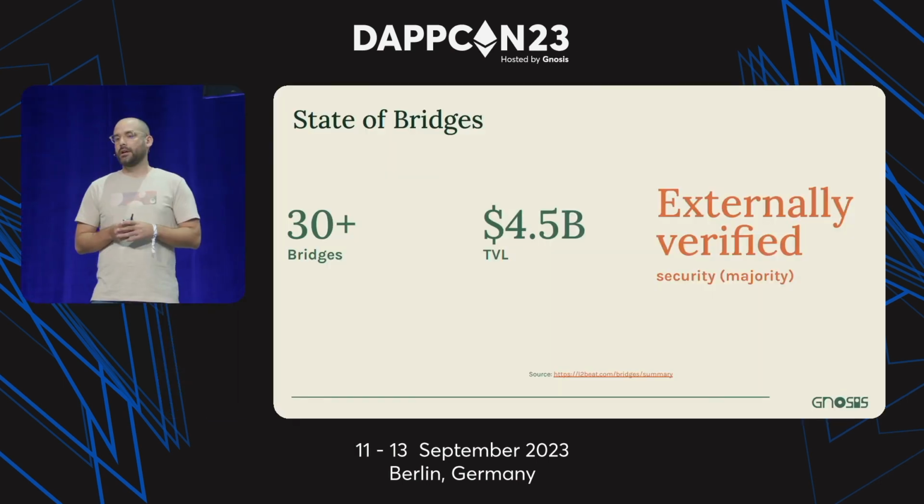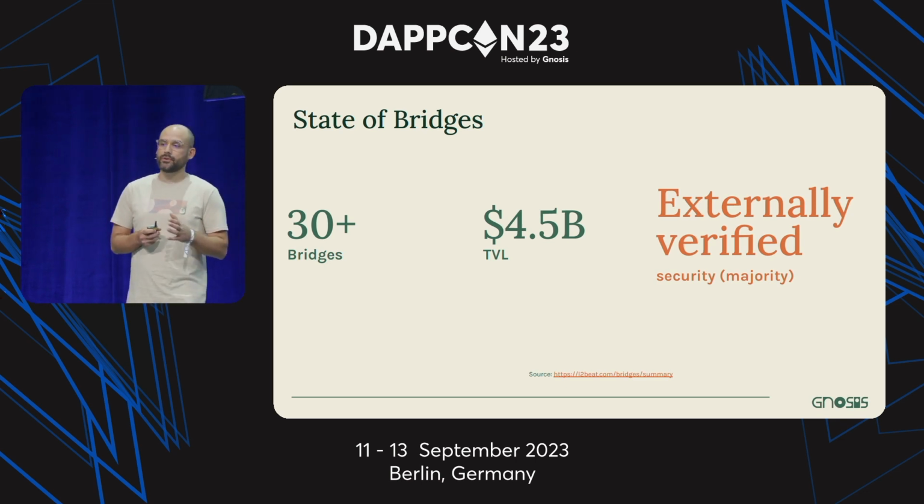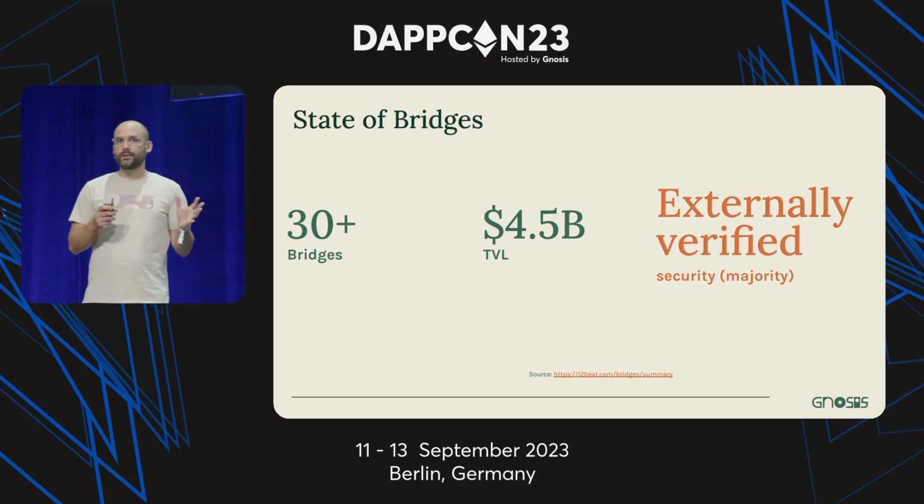So let's look a bit at the state of the bridges ecosystem. There are around or more than 30 bridges currently live on EVM ecosystems. They secure around 4.5 billion in TVL. And from a security perspective, the vast majority is based on externally verified, so multisigs, MPCs, and such variations.